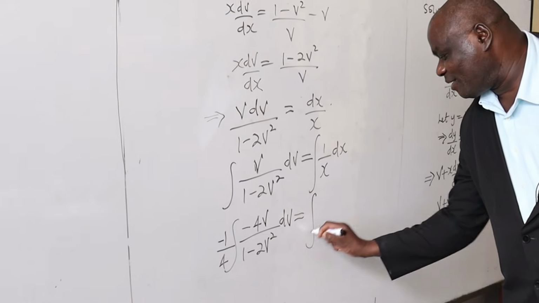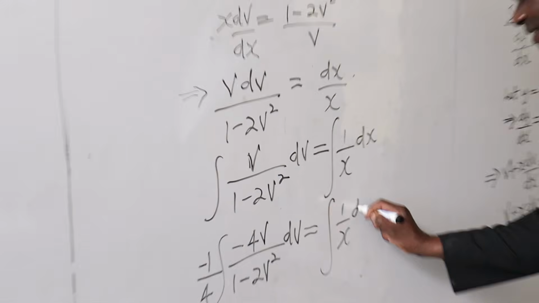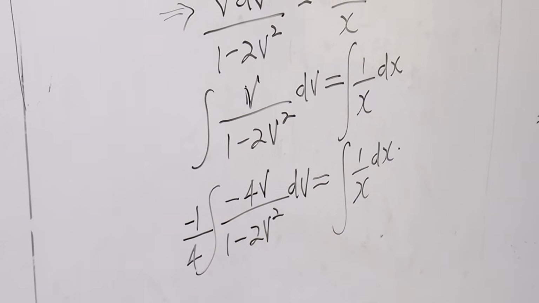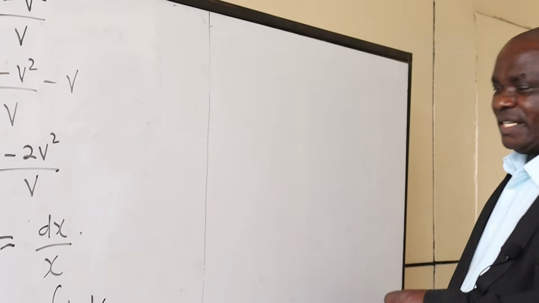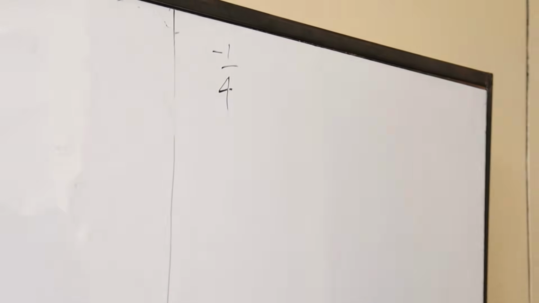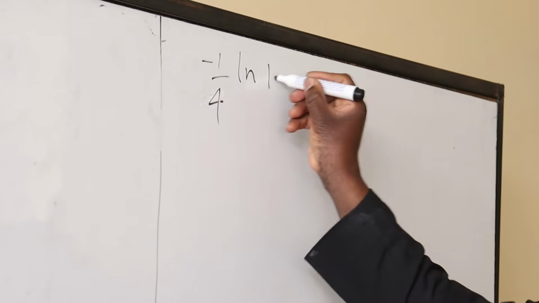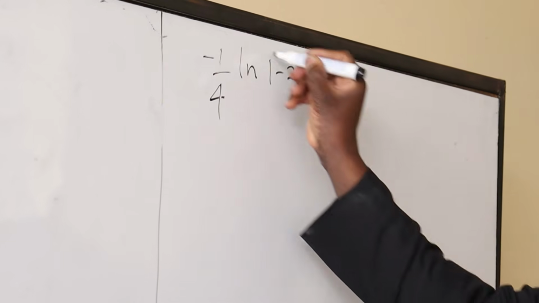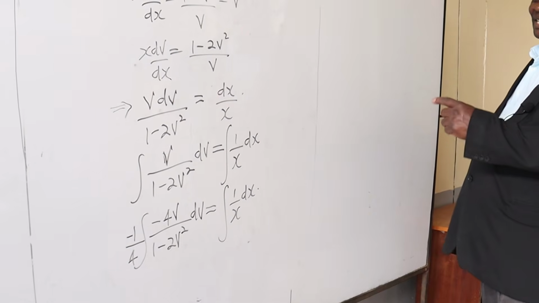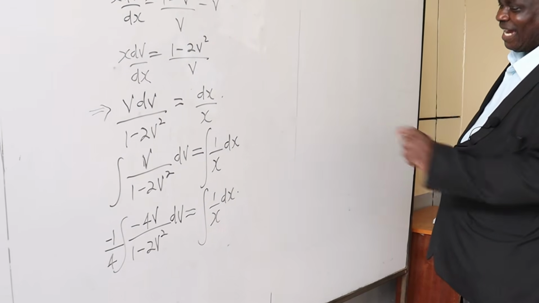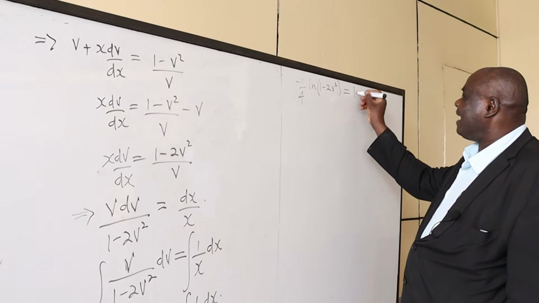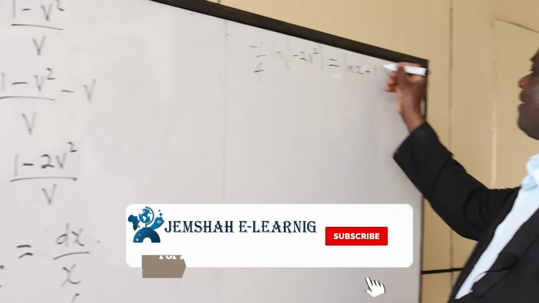It's equal to the integral of 1 all over x dx. The same simplifies to minus a quarter ln of 1 minus 2v squared, because the numerator is the derivative of the denominator, so the answer when integrated becomes the natural log of the denominator, which would be equal to ln x plus a constant k.